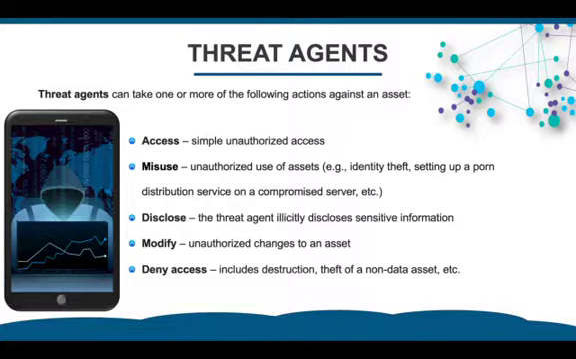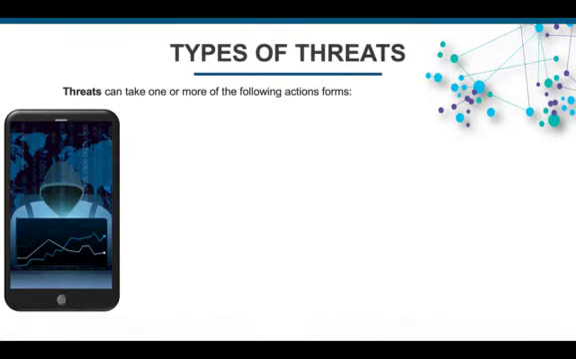Okay, and then the next one is modification. You make changes to unauthorized assets, or you perform actions that you are not supposed to perform on some assets. And then deny access. Deny access includes destruction, theft of another data asset, etc. And we have the types of threats. A threat can take one or more of the following forms.